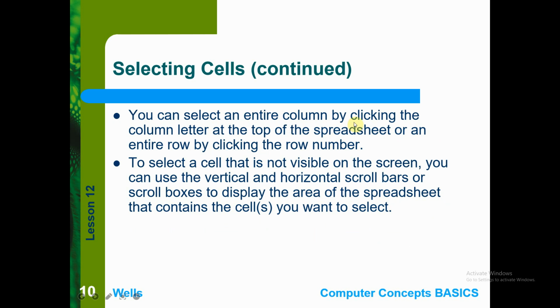So you can select an entire column by clicking on the column letter at the top, and a row by clicking on the row number. In this example, for selecting a cell that is not visible on the screen, use the scroll bars, just like in Word, so we can drag through the document.